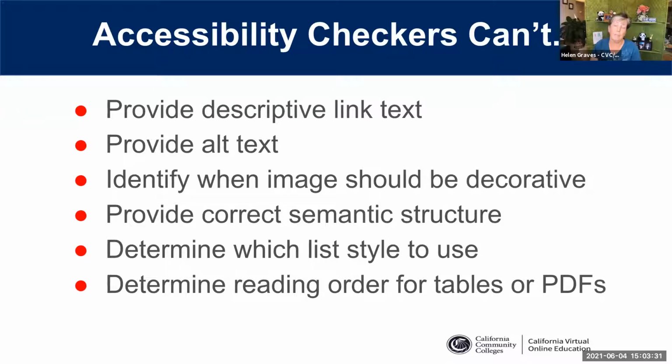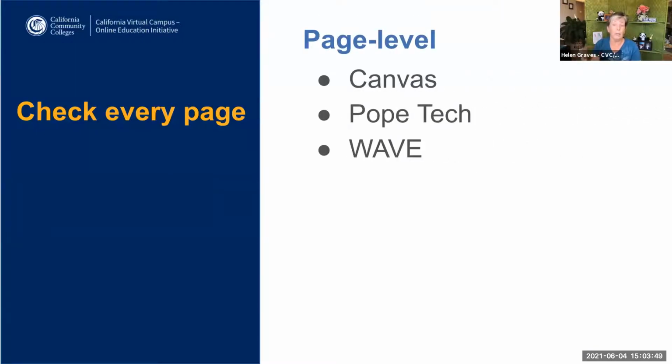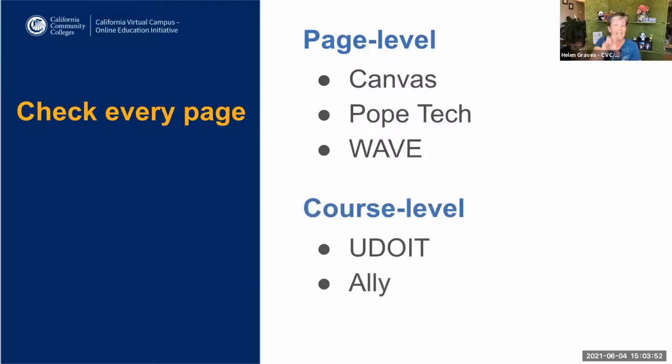So the news that you've heard from us before, and you're going to hear it again, is that every page in a course needs to be checked to ensure that all of the elements have been formatted properly. The accessibility checker in Canvas, as well as Popetek and the Wave tool, will give you a scan of individual pages. You Do It and Ally can give you a course level scan. Popetek has plans to add that capability into their tool as well. I don't believe they've done so yet. All of the tools have pros and cons, though I will admit I like some of them more than others, and I'm not shy about saying so.